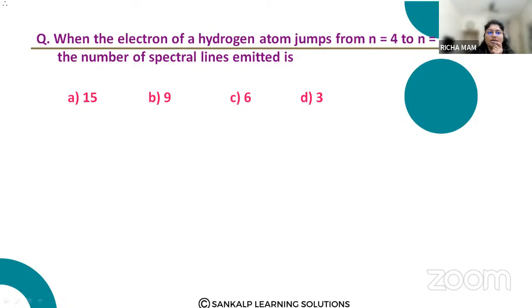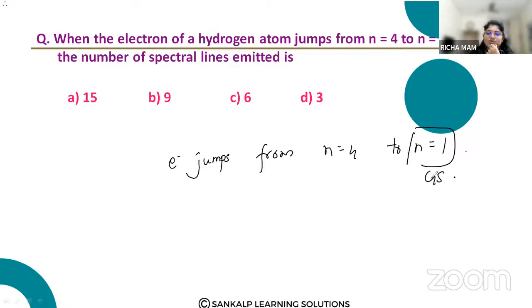When the electron in a hydrogen atom jumps from n equals 4 to n equals 1, so the electron is jumping from n equals 4 to n equals 1. Ground state is your n equals 1. That time, there is a formula to calculate the number of spectral lines.